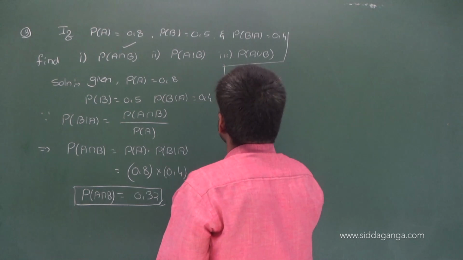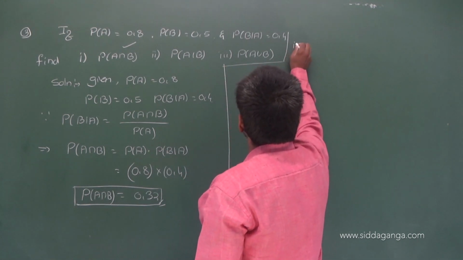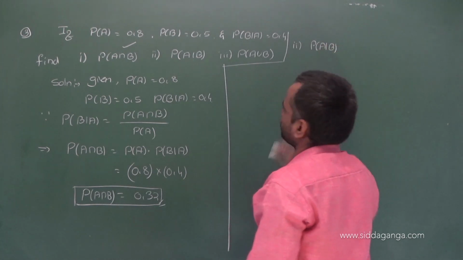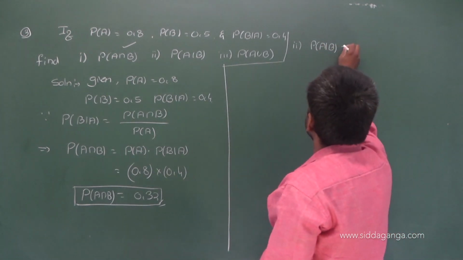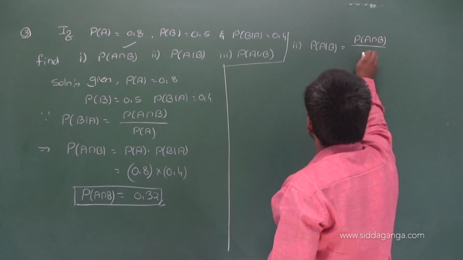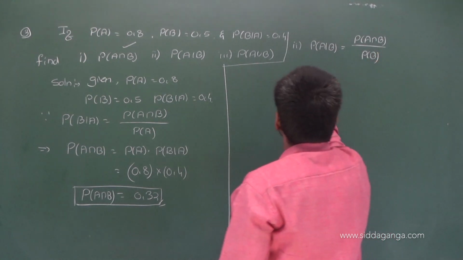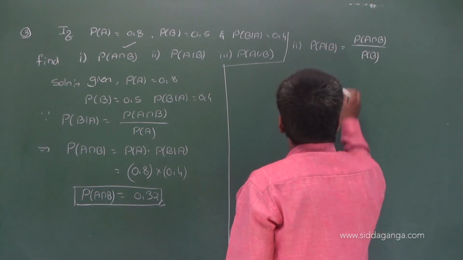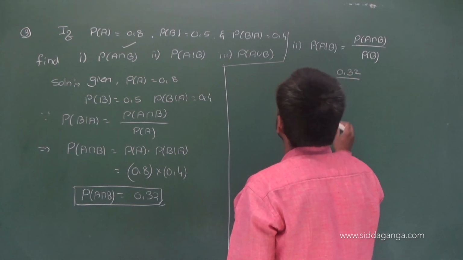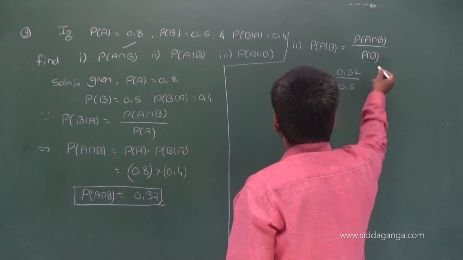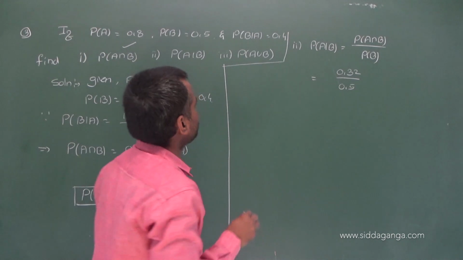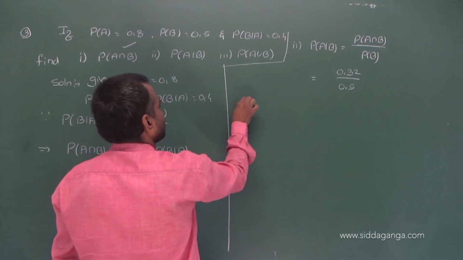What about the next question? Second one, P of A given B. P of A given B is P of A intersection B divided by P of B, according to the definition. A intersection B is 0.32, divided by P of B. P of B is 0.5. Calculate and find out the answer: 0.32 divided by 0.5.